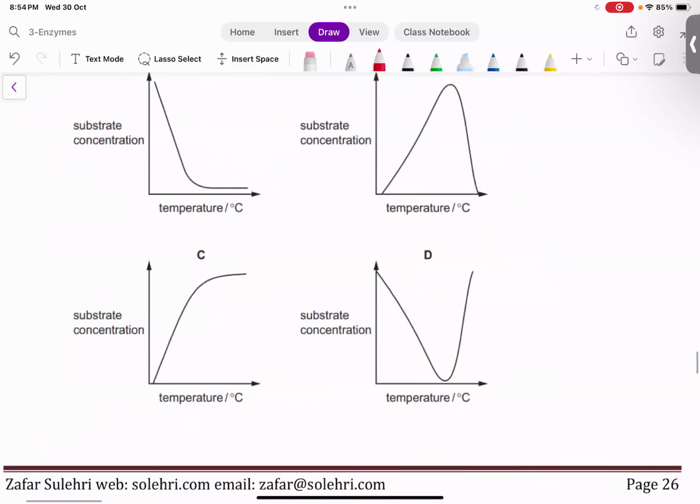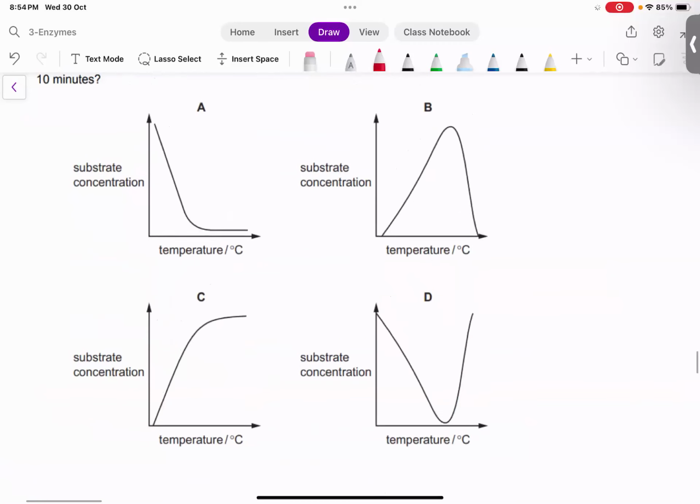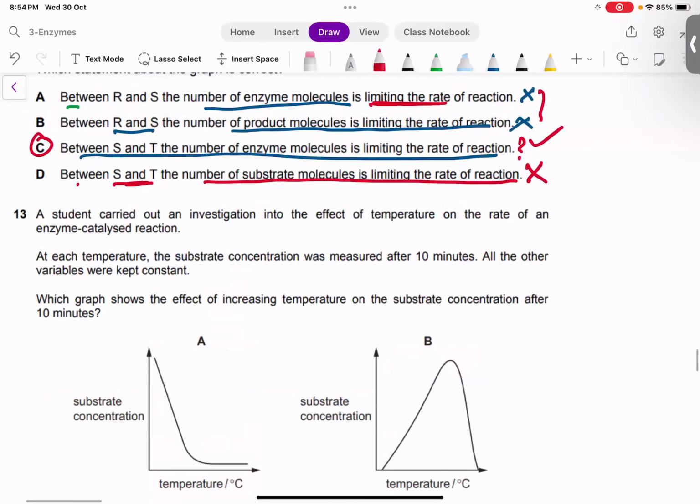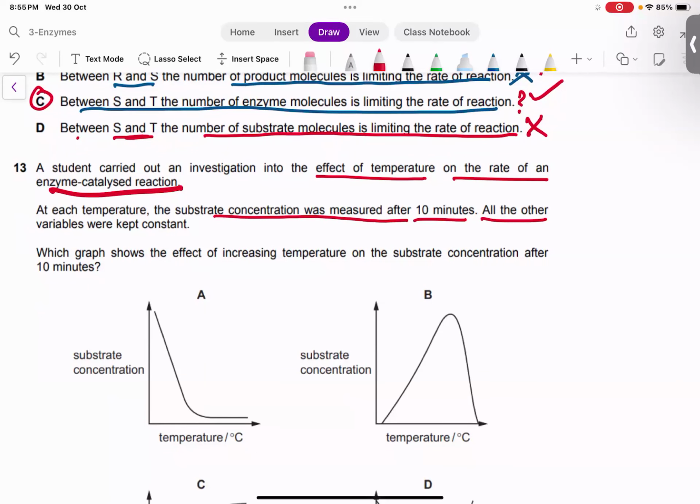This is the effect of temperature. We have already discussed that, then the substrate concentration is there too. So let's see. A student carried out an investigation into the effect of temperature on the rate of enzyme catalyzed reaction. At each temperature, the substrate concentration was measured after 10 minutes. All the other variables were kept constant. Which graph shows the effect of increasing temperature on the substrate concentration after 10 minutes?